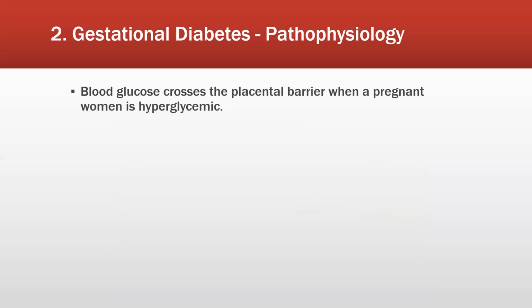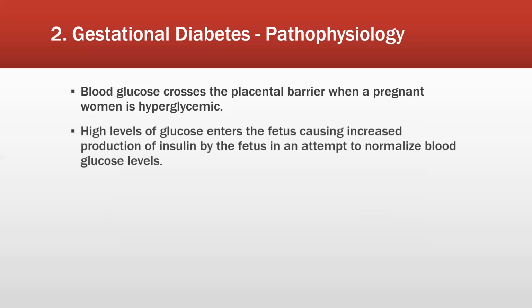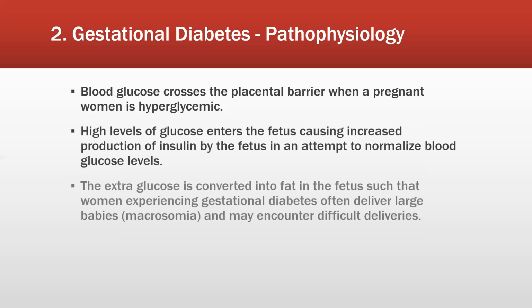So let's talk about the pathophysiology. Blood glucose is known to cross the placental barrier. So if mom is hyperglycemic, then that baby ultimately is going to have an excess of glucose that does cross the placenta. And that baby now has to contend with those high blood glucose levels, just like you or I would. As high glucose levels enter the fetus, they will end up producing increased levels of insulin to try to normalize their own blood glucose levels.